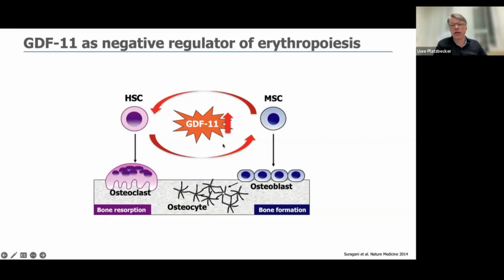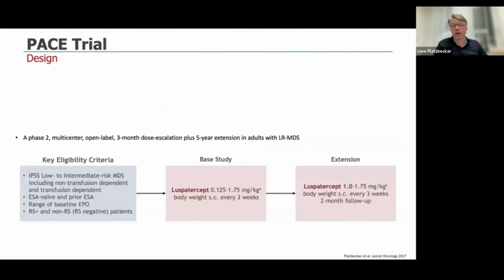So GDF11 was, at least in a mouse model, shown to be important, and interference with GDF11 or GDF8 led to an improvement of anemia in this mouse model, and was then the backbone and the rationale to develop Luspatercept, but also Sotatercept at the same time, for patients with low-risk MDS. I will not touch on Sotatercept here because this was later developed in pulmonary hypertension, but Luspatercept, as a GDF8 and GDF11 ligand trap, was chosen to be developed clinically in lower-risk MDS patients.